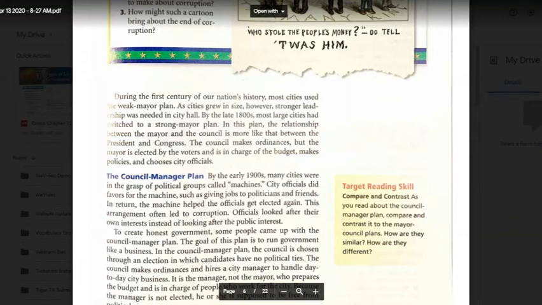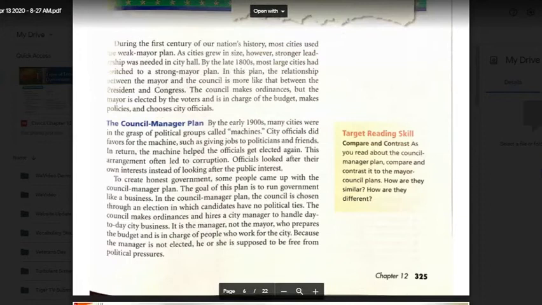The city manager plan, the council manager plan. By the early 1900s, many cities were in the grasp of political groups called machines. City officials did favors for the machine, such as giving jobs to politicians and friends. In return, the machine helped the officials get elected again. This arrangement often led to corruption. Officials looked after their own interests instead of looking after the public interest.